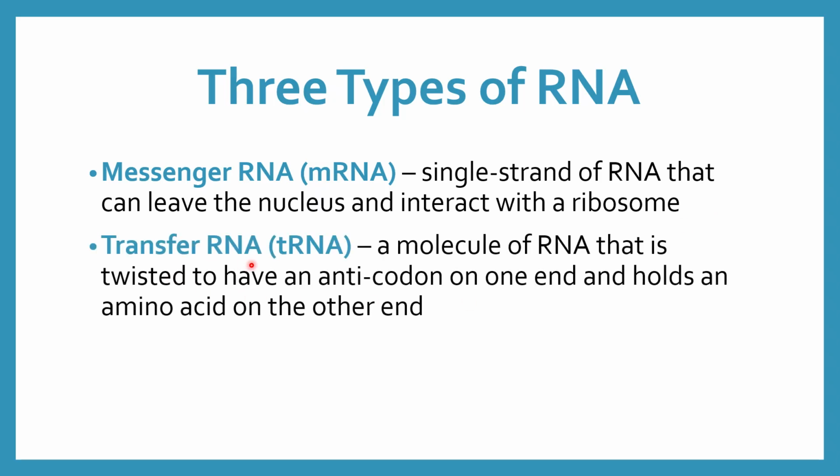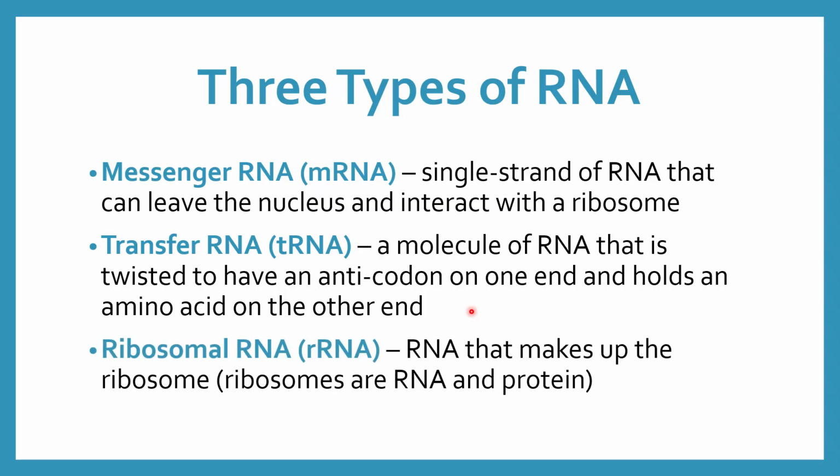Then we have transfer RNA or tRNA. This is a molecule that is twisted into a T shape, and on one end it has what we call an anticodon. I'll explain what that is more later. And the other end is going to hold an amino acid. So this is going to be important when we're building our protein at the ribosome during translation. And then we have ribosomal RNA, rRNA. Now, ribosomes are just RNA and protein working together. So it's just one part of that ribosome.